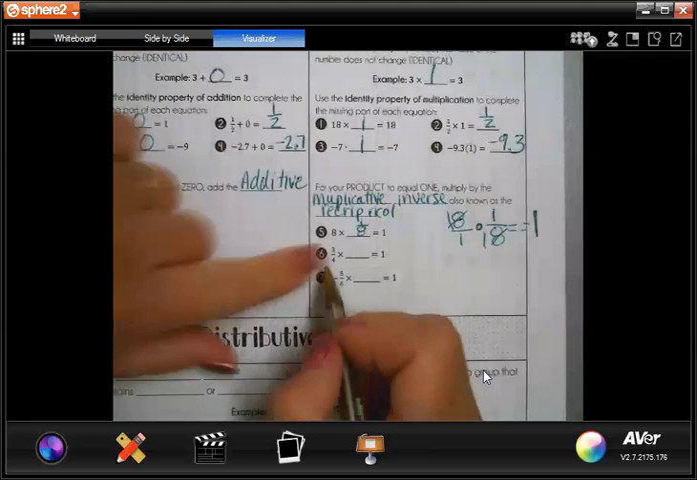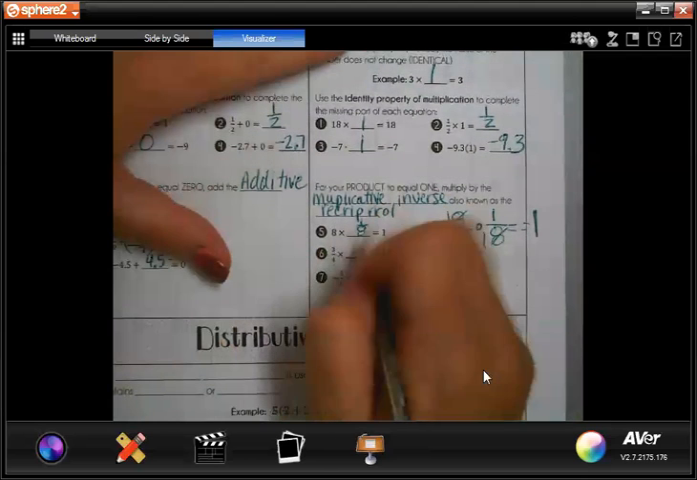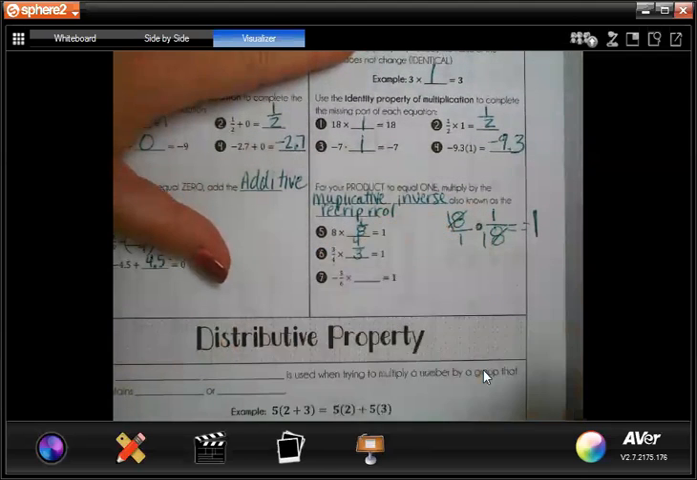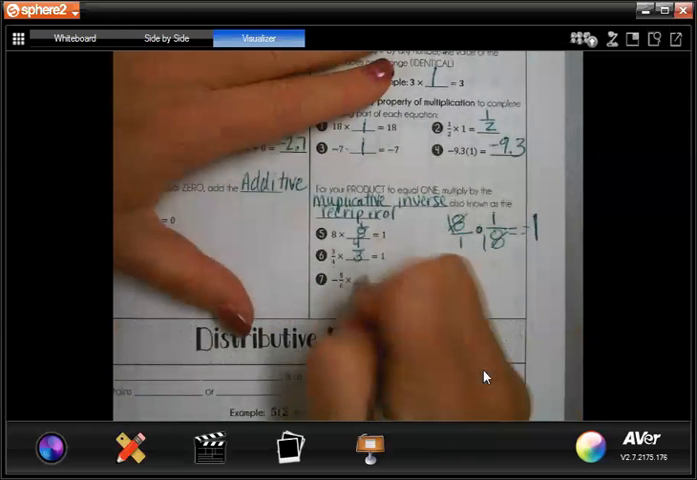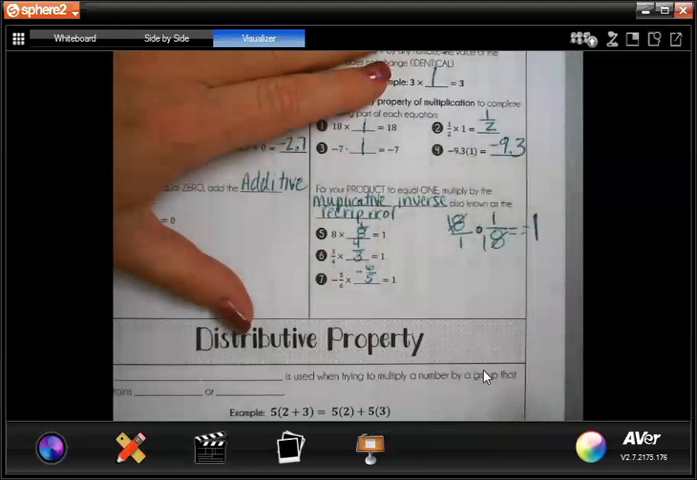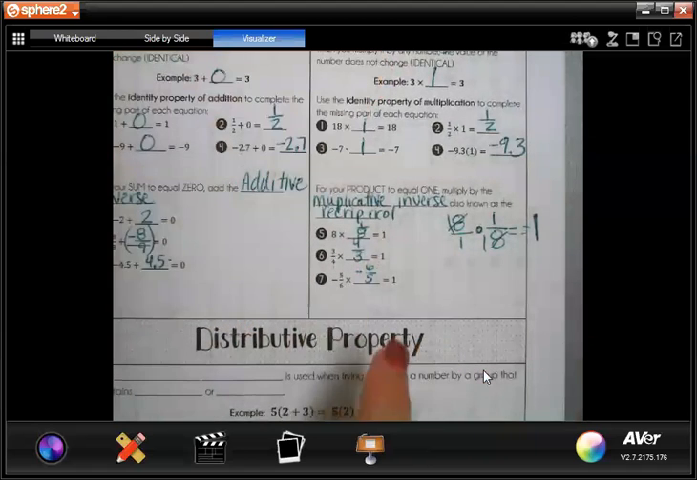So the multiplicative inverse, which is the reciprocal, is 4/3. Okay, 7. The multiplicative inverse of this is -6/5. And a negative, and we'll talk about that later.